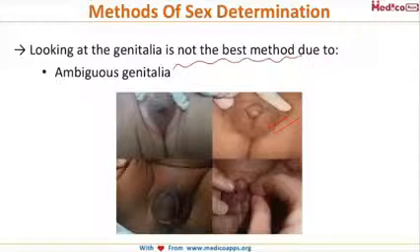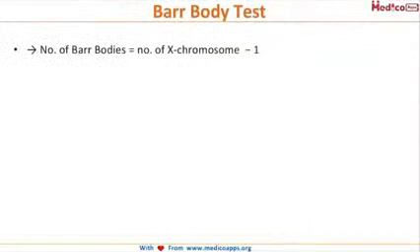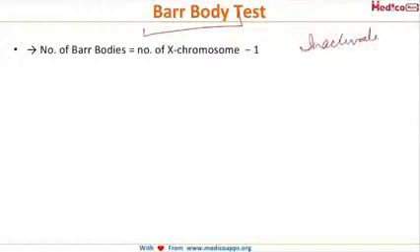They are called ambiguous genitalias, and we'll discuss about this later on. Now, the third method of sex determination is looking at the Barr bodies. Now, the concept that I would like to give you here is, what is a Barr body? These are the inactivated X chromosomes.